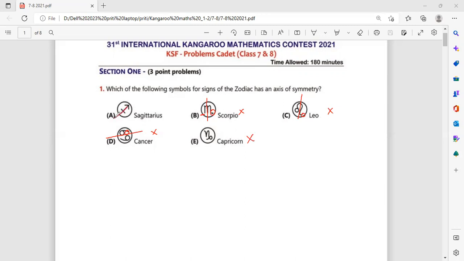If you draw a line of symmetry here, the figure on this side and the figure on this side will overlap on each other. So my answer is option A. Sagittarius has an axis of symmetry.